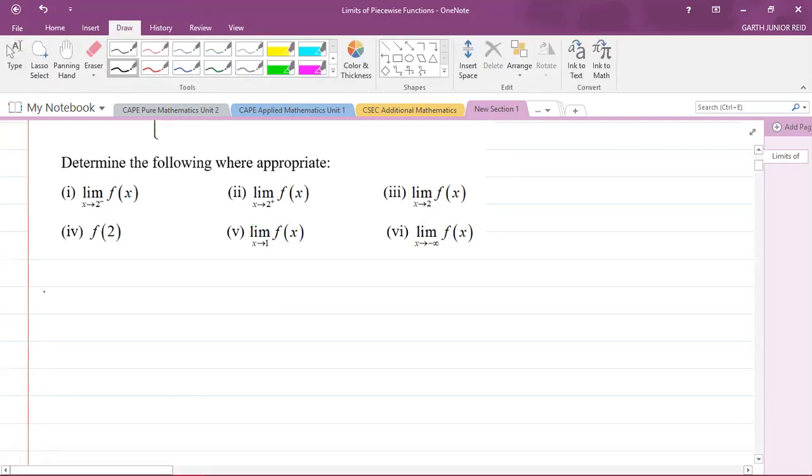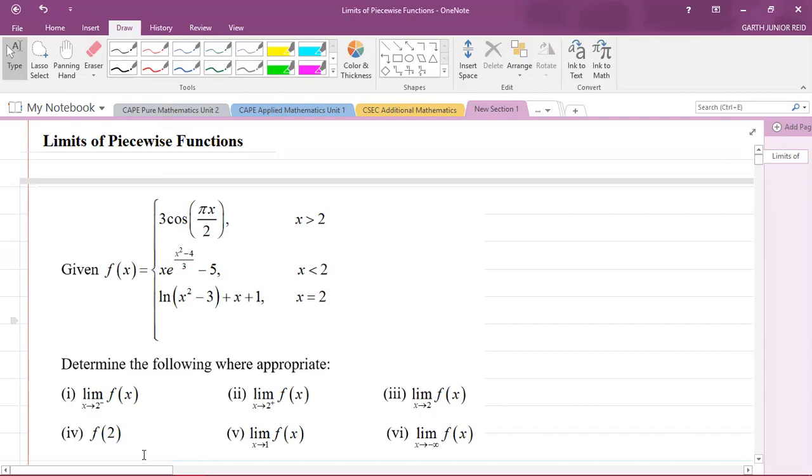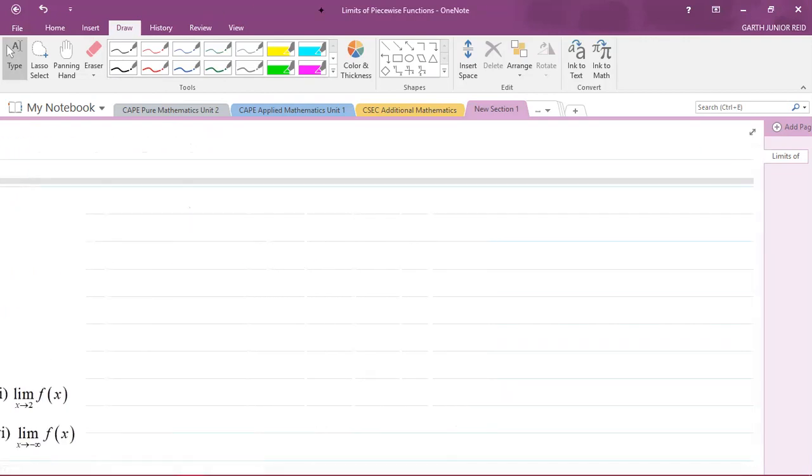So part 1, solution. Part 1 says to find the limit. The limit of f of x as x approaches 2 from the left. So I'm going to go to my number line over here. I'm going to draw a number line and we discuss what that means.